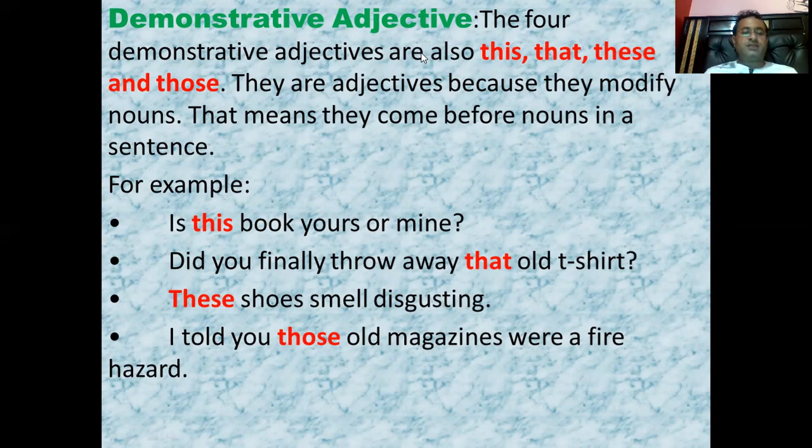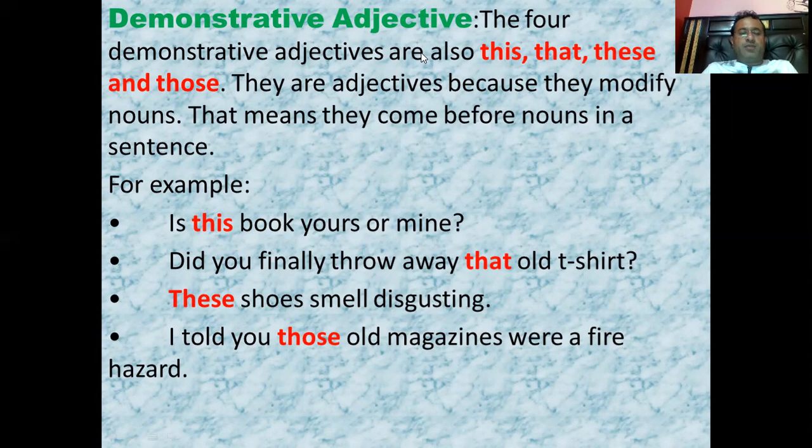So here, this is not replacing anything. Here, this is being added to the book. Here, this modifies the book. Here, this is used along with the book, that is, along with the noun. So when words like these four, this, that, these, and those, are used along with the noun, just before the noun, then they are called demonstrative adjectives.